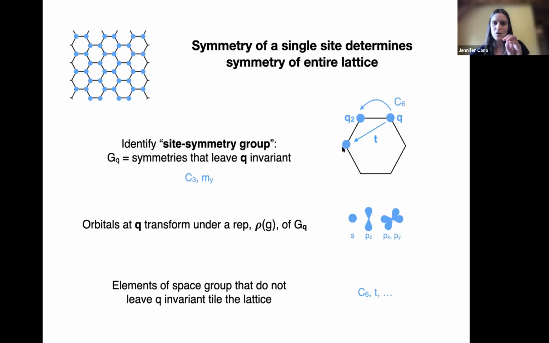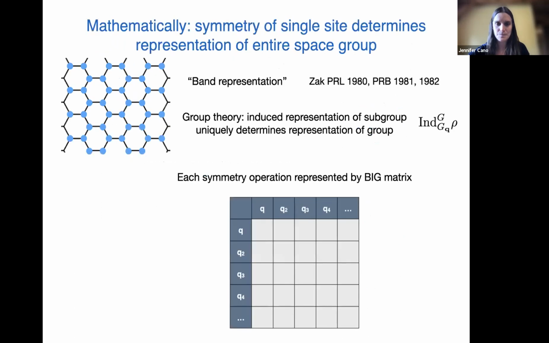And so if we know the symmetry of just the one orbital or orbital set, which is some irrep of the site symmetry group on one site, then we can use the other symmetries that don't leave that site invariant to tile the entire lattice. Every single other orbital is going to be connected to our original orbitals by symmetry. So once we specify this data, we've determined the symmetry of every single other site on the lattice.